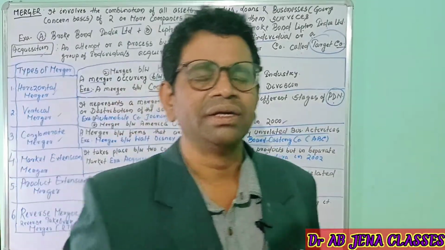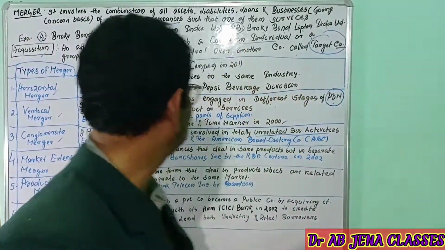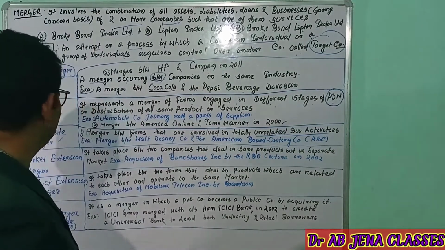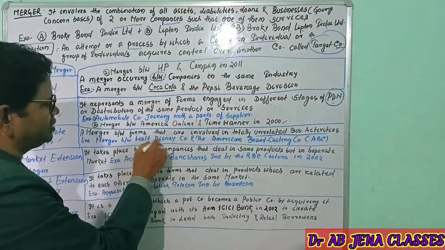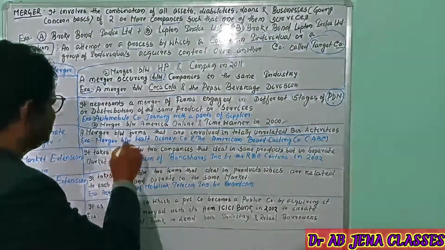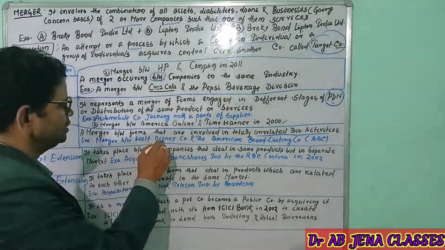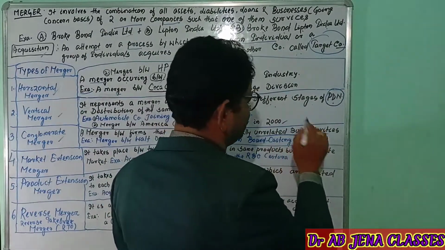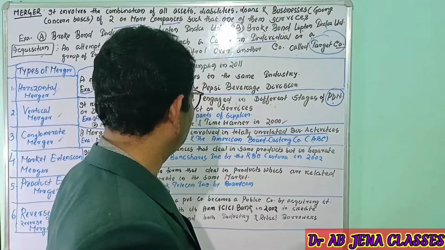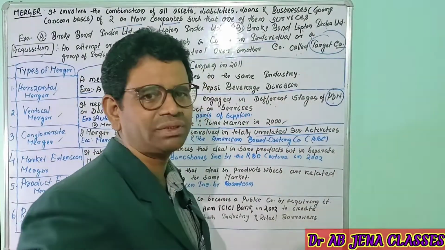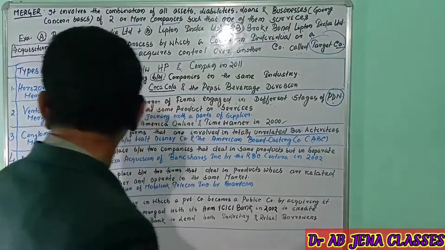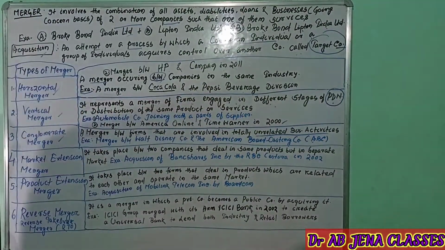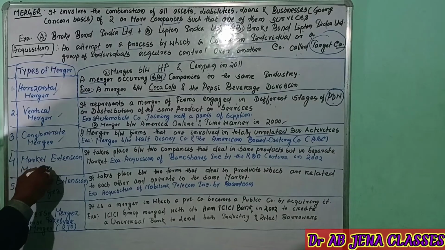Totally they are different from each other. The best example is a merger between the Walt Disney Company and the American Broadcasting Company, ABC. Totally it's unrelated. Then come to the fourth category or type of merger, the market extension merger.